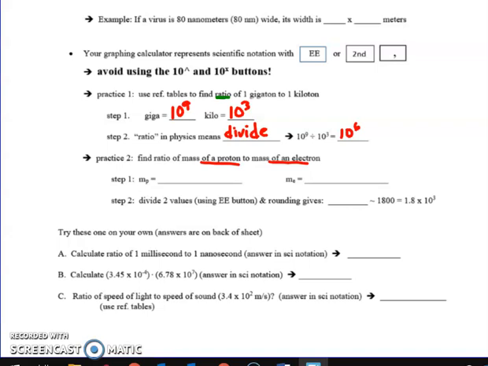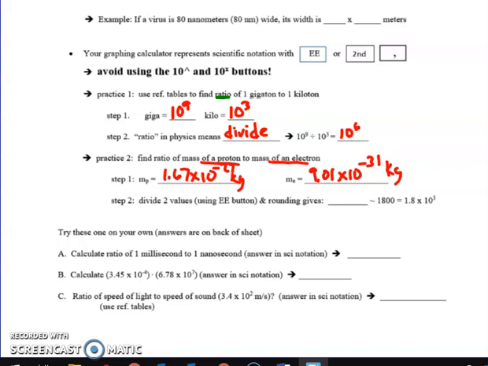So if you look in the top part of your reference tables, important numbers, you'll see that the mass of a proton is 1.67 times 10 to the negative 27th kilograms. And the mass of an electron, 9.01 times 10 to the negative 31 kilograms.